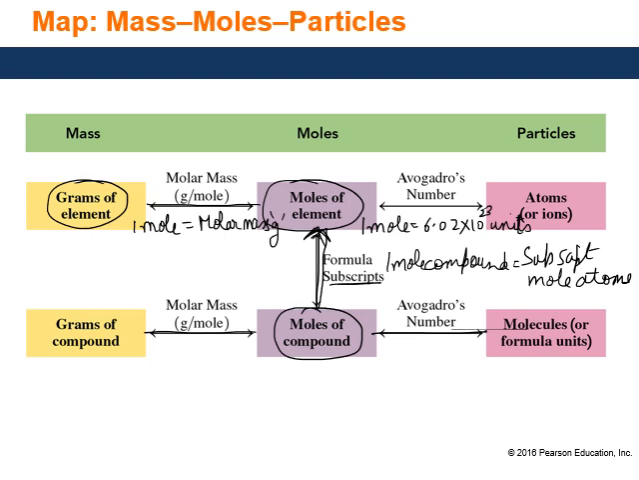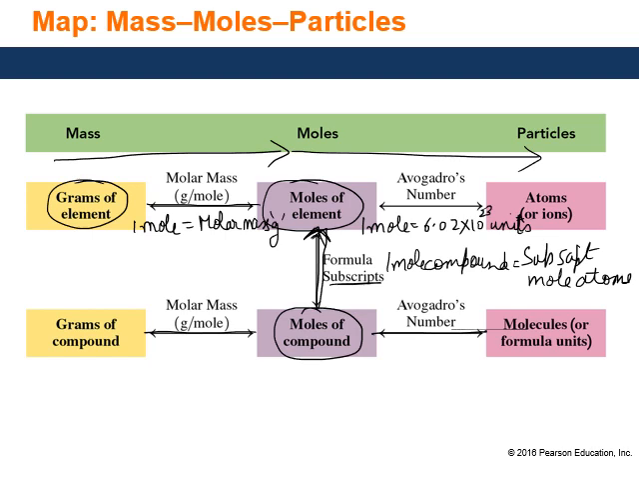So basically this is like a map that tells you which direction you need to go, how your solution map would look. If grams of an element are given to me and the question asks how many atoms I have, the first thing I'll have to do is go from grams to moles, then moles to atoms. So this is basically just a map to help you figure out what step to use.